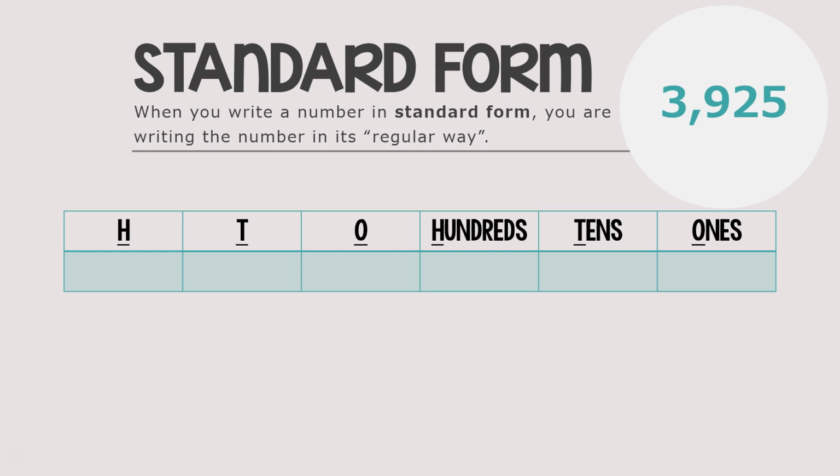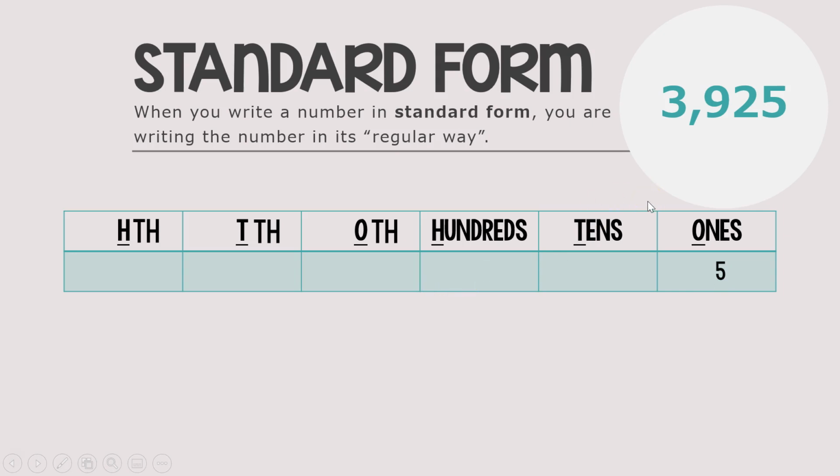We have the number 3,295. Notice here, I have my HTO chart, but it's a lot bigger than our three-digit one. I have to add the thousand. So this is the 1,000. This is the 10,000, and this is the 100,000. Remember, each period or each group of three, each set of HTOs is separated by a comma.